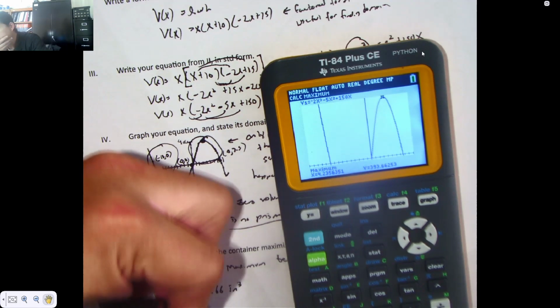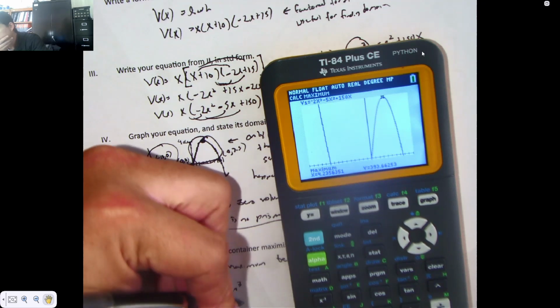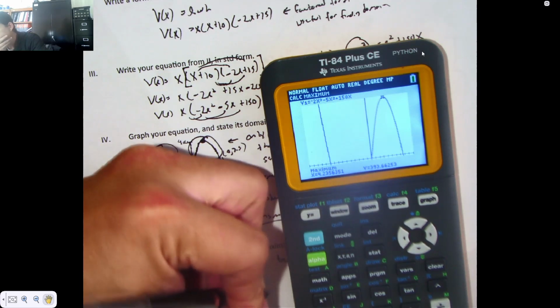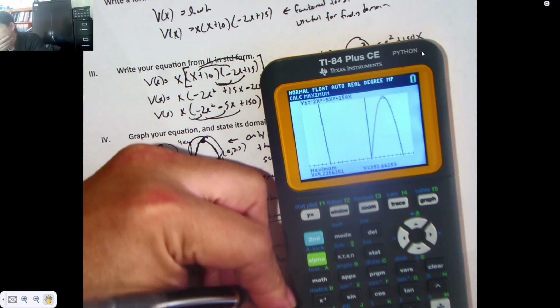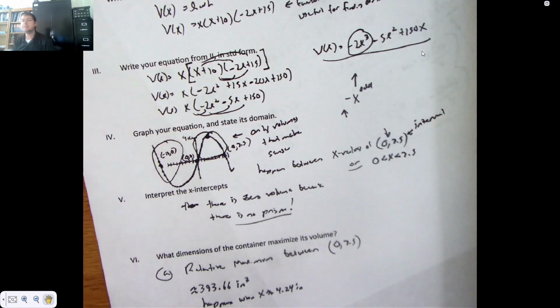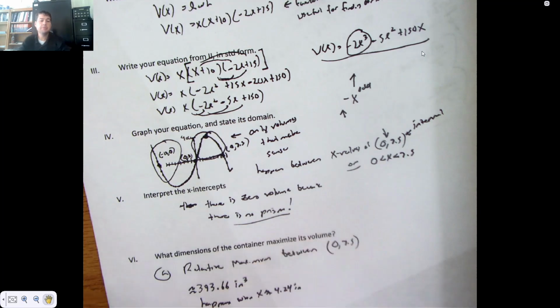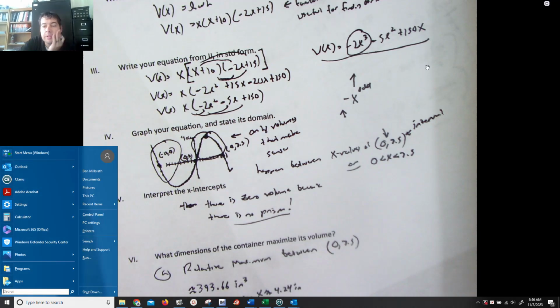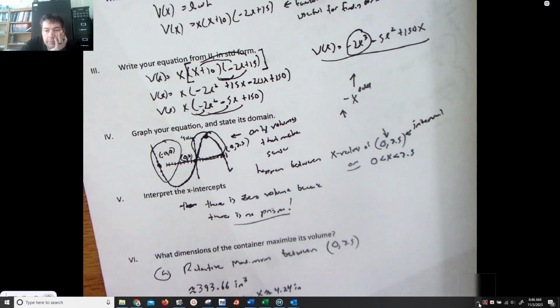And it happens when x is about 4.24 inches. I'm going to use the approximation symbol, so I'm rounding. And that's 12, which was by far the most interesting problem on that homework set. I'll be right back.